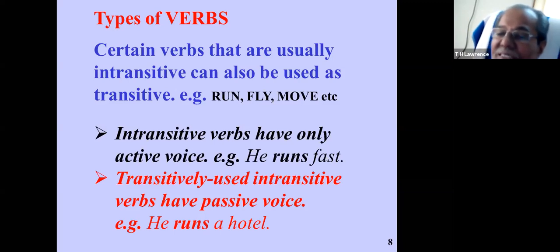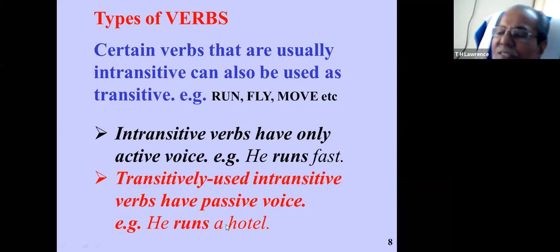Here, if you ask "runs what?" The answer is "a hotel." Now, what do you understand from these two examples? In the first example, which is in black, you find that runs is used as an intransitive verb, whereas in the second example, you find that runs is used as a transitive verb.